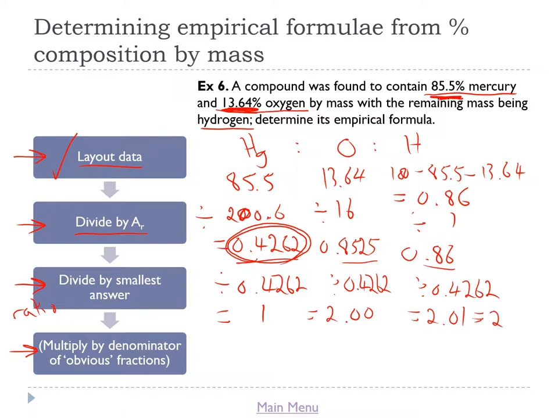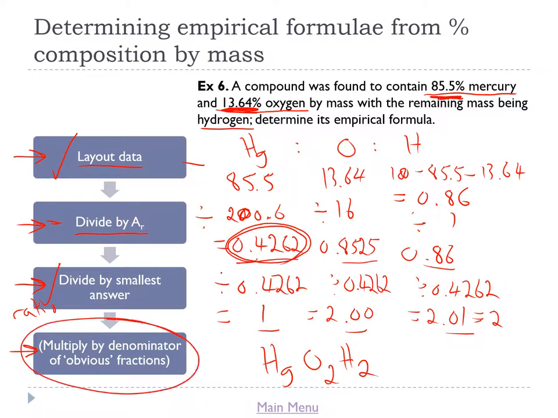Okay, so what we can see here is we've got a ratio of mercury to oxygen to hydrogen of 1 to 2 to 2. So our empirical formula will be HgO2H2. So to recap the steps, we're going to lay out the data, that was this section up here, divide by the relative atomic mass, and then divide by the smallest to turn it into a simple ratio. This step here was not necessary, but will be on the next slide. So let's see how that will look.